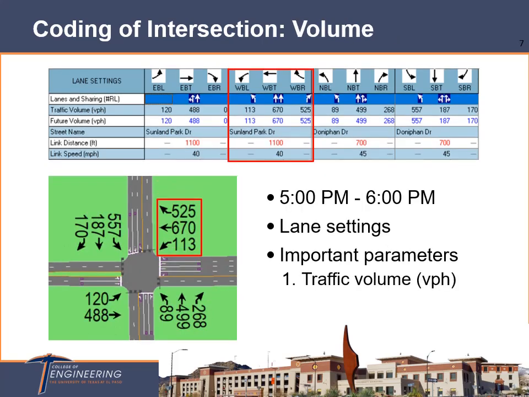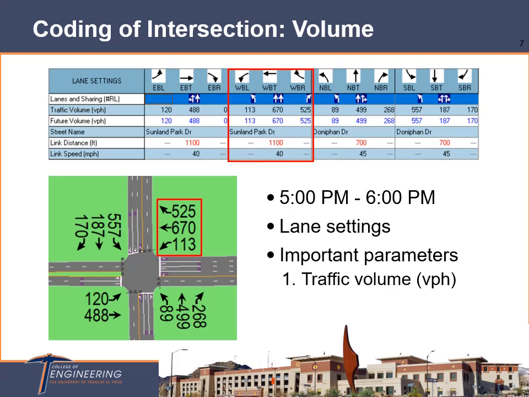Now, I'll focus on the coding of the intersection in regards to volume. The traffic count data provided by the City of El Paso is firstly analyzed based on 15-minute data counts to obtain the highest volume served in 1 hour. The peak volume was found to be between 5 and 6 p.m. Once this is identified, the individual volumes per movement are input in the same lane settings menu under traffic volume.